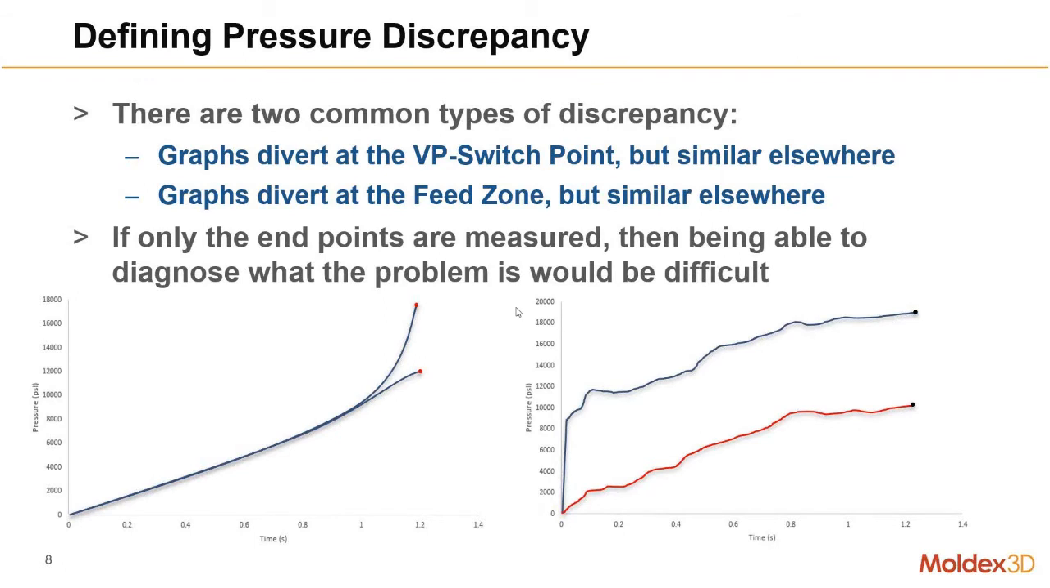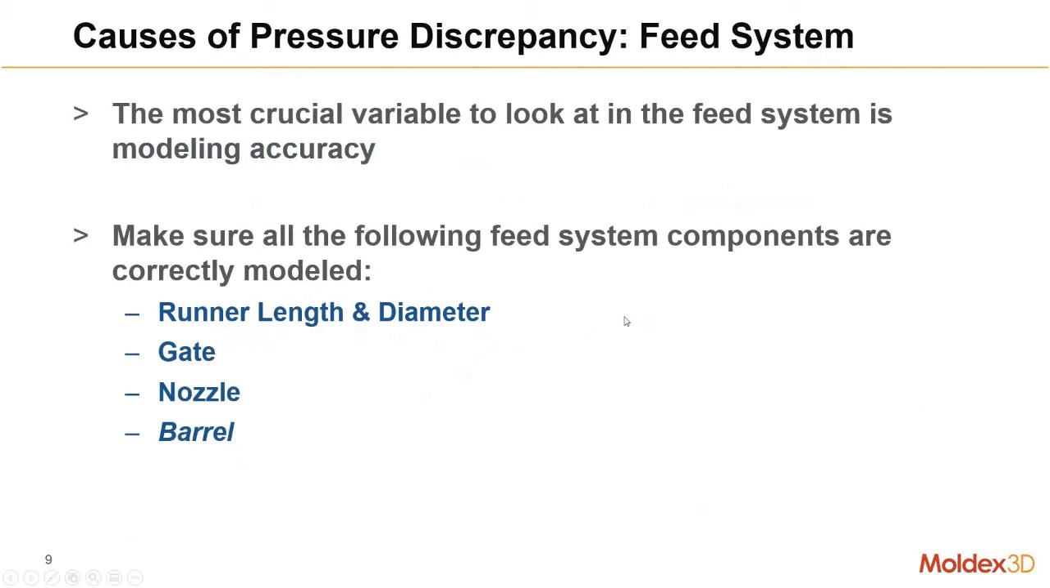The most crucial variable to look at in the feed system is the modeling accuracy. So making sure that you have all of the information modeled in. That would be the runner, the length and diameter. We want to make sure to have those.